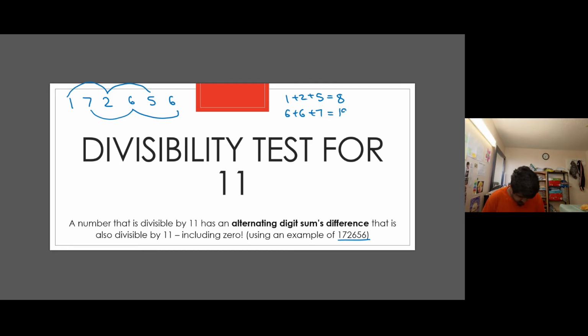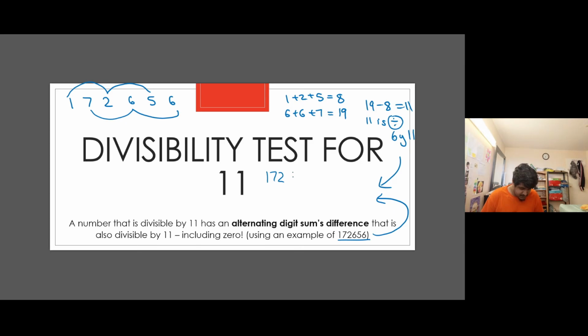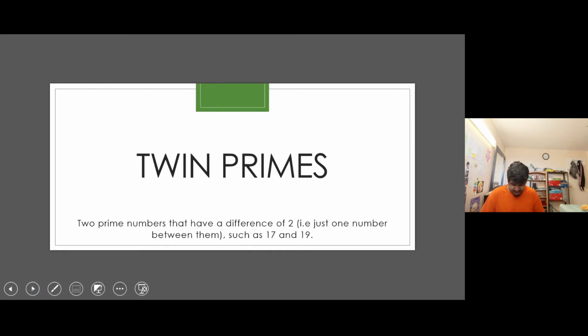19. Right? And we know that 19 minus 8 equals 11. And of course, we know 11 is divisible by 11. Which means that this number, 172,656, is divisible by 11 as well. Okay? So that's the divisibility test for 11.